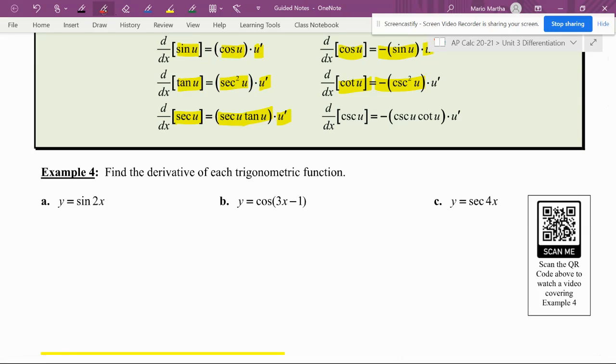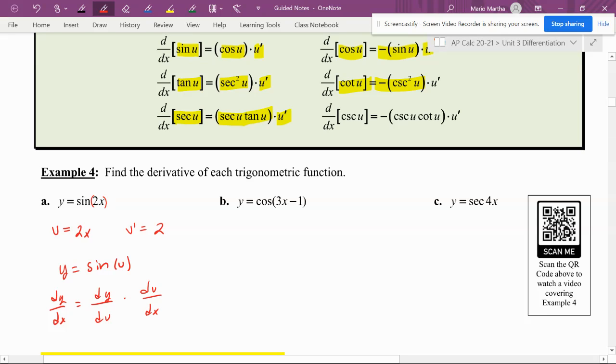So here we're looking at problem A. We want to find the derivative. First, let's identify the interior function, which is always our u, and that's equal to 2x. If we take the derivative of that, u prime is just equal to positive 2. Since y is equal to sine of u with the substitution, dy dx is going to be equal to the derivative of y with respect to u times the derivative of u with respect to x, right?